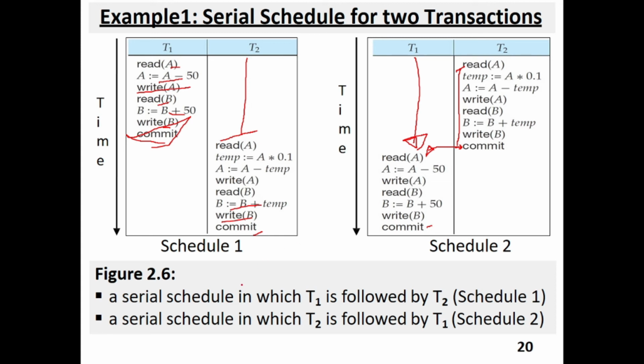So as you see here, in the serial schedule T1 is followed by T2, whereas in the second schedule T2 is followed by T1. This is a serial schedule of two transactions.